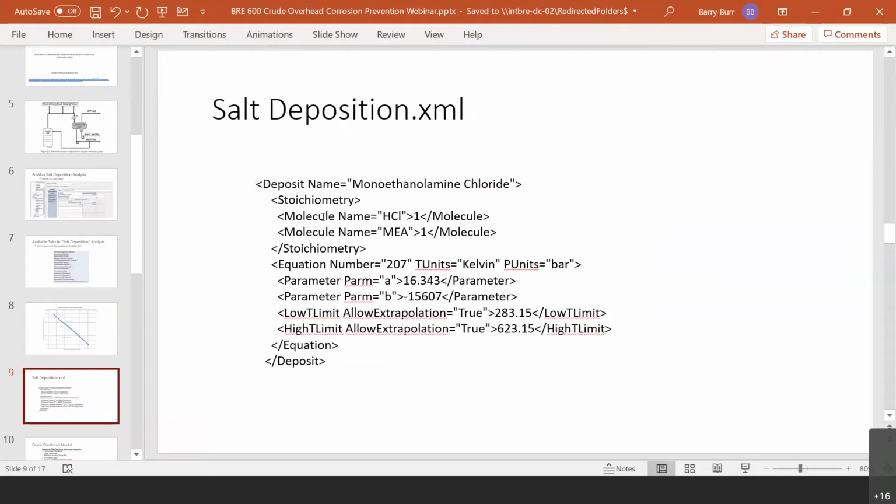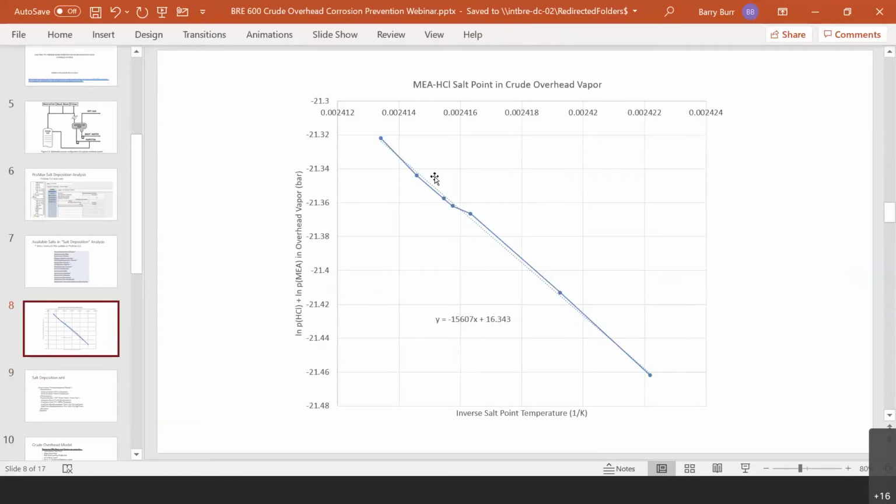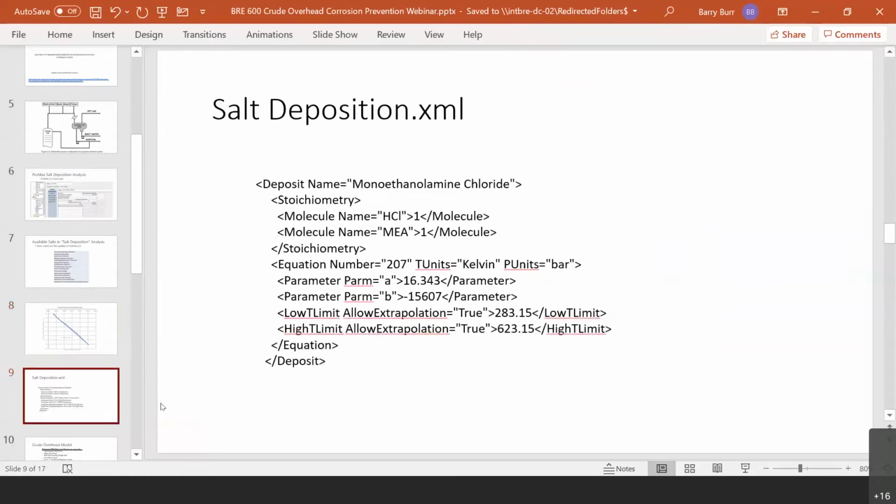So there are the names of the molecules. There's an equation number that we use for all of these salt deposition equations, and then here are the locations where you add the y-intercept and the slope that I obtained when I was performing this regression against the data in that publication. So this is the process that I went through to get the coefficients for these additional salts.